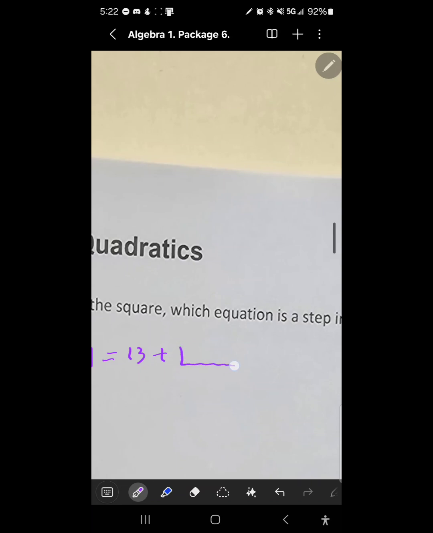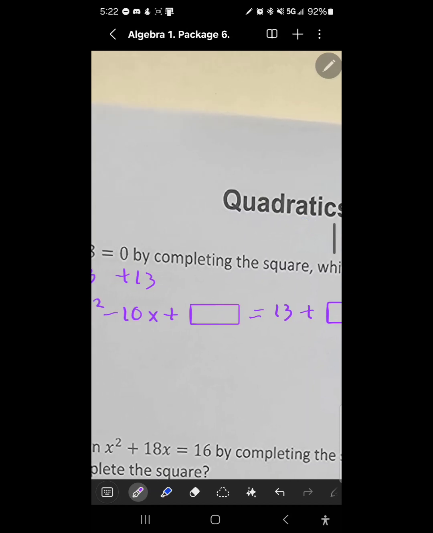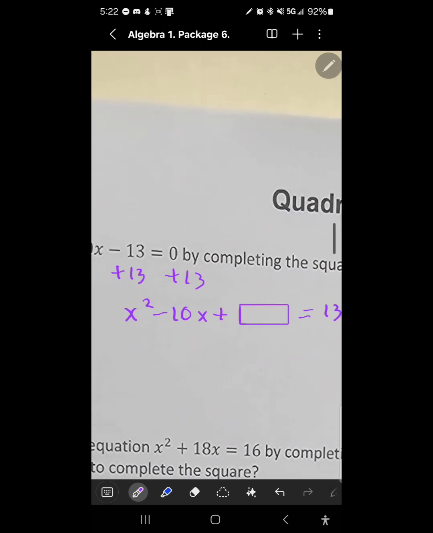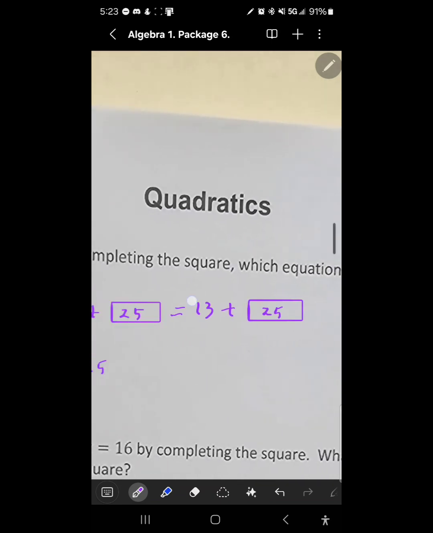We never forget the rectangle. I recommend drawing it, like literally drawing it on the paper. It will save you dumb mistakes. I'm telling you by experience. So now we have the middle one. We divide by 2. 10 divided by 2 is 5, like negative 5. And then negative 5 squared will be equal to 25. So we add 25 here, and we put the 25 inside the rectangle.